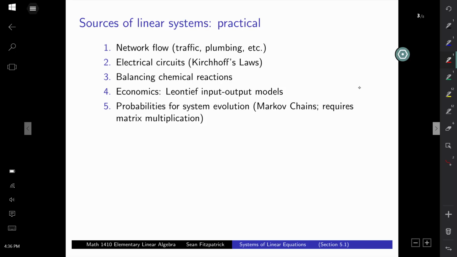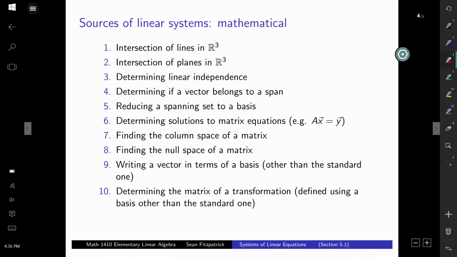There are lots of mathematical sources from within this course that lead to systems of equations. Intersections of lines: we saw that back in chapter 3, when you tried to determine whether or not two lines intersect, you ended up with 3 equations in 2 variables. Intersection of planes is 2 equations in 3 variables. Any question involving linear independence or span is really a question about systems of equations. We'll see that when we move on to chapter 6.